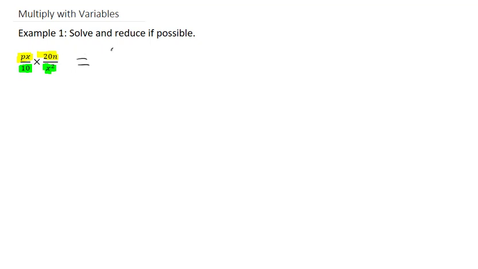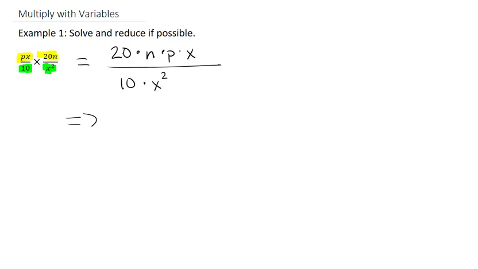So we have 20 on the top times n times p times x. Then on the bottom, we have 10 times x squared. Now, we need to reduce this. And so we see we have numbers that we can reduce, and then we need to go over how to reduce variables. So kind of like we've done before, we'll just break this down into the factorization of it.